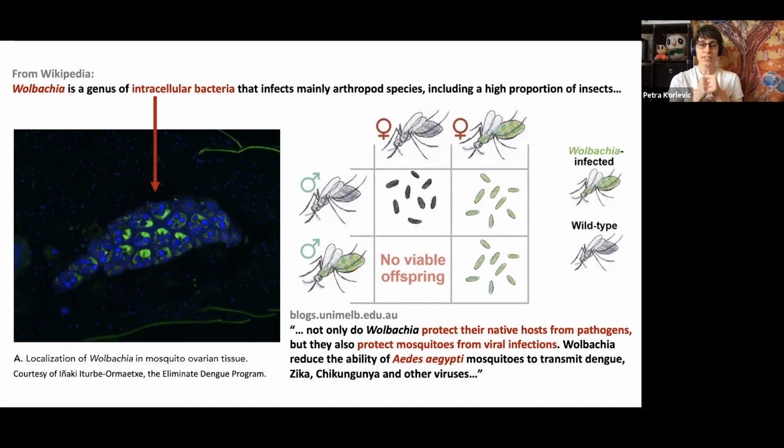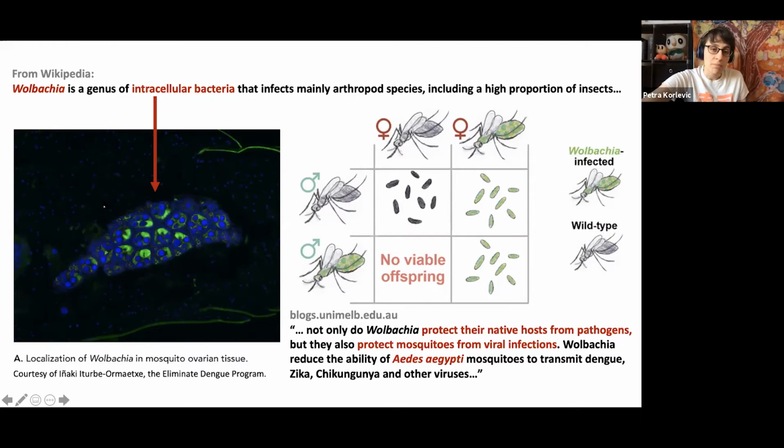Wolbachia is an intracellular bacteria, which means it needs to live inside of a cell. It's not sitting outside. And it infects a lot of arthropod species, including insects and subsequently mosquitoes. You would think, oh, it's a bacteria that lives in your cell, that can't be good, that's probably horrible. But it is actually a symbiont. Insects that are typically infected with this bacteria are doing better than insects that aren't.